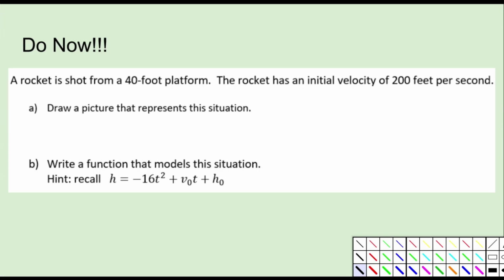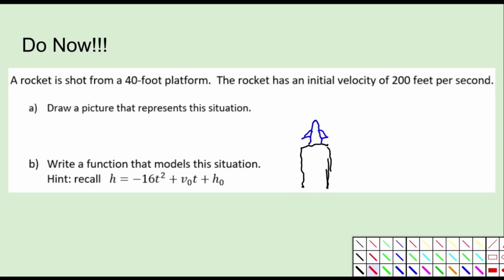So let's sketch a picture. Draw a picture that represents a situation. A rocket is shot from a 40-foot platform. The rocket has an initial velocity of 200 feet per second. So the rocket is sitting on some platform. There's my platform. Okay, and let's draw a rocket. This is the rocket, and it has almost like an airplane. So there's the rocket. Perfect.